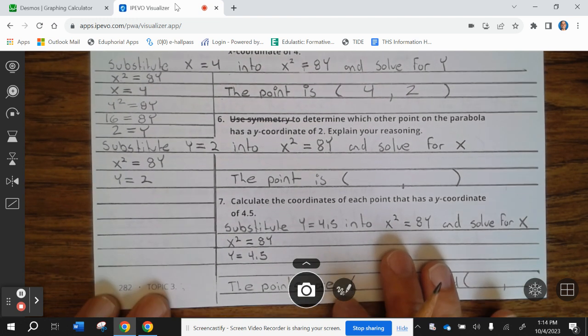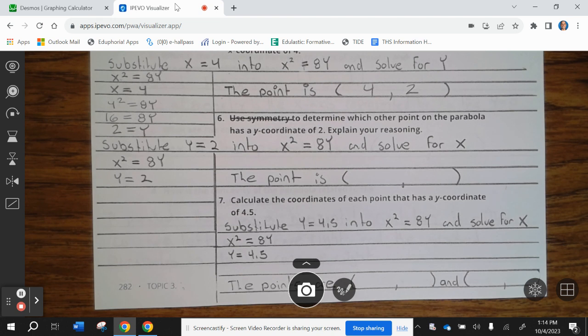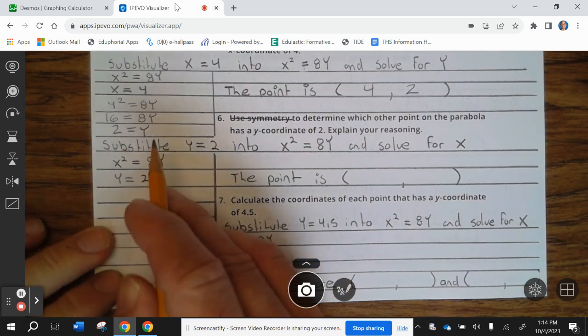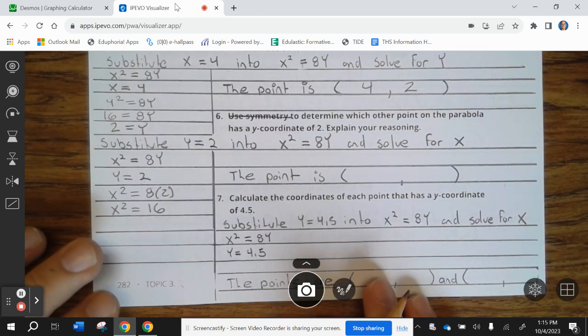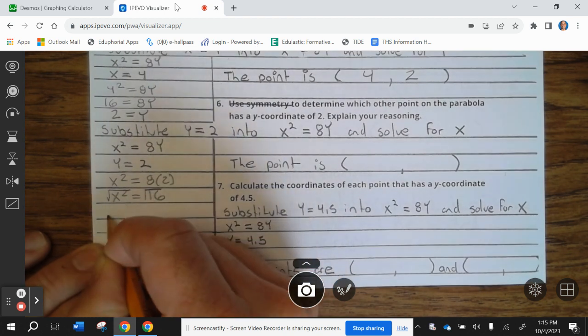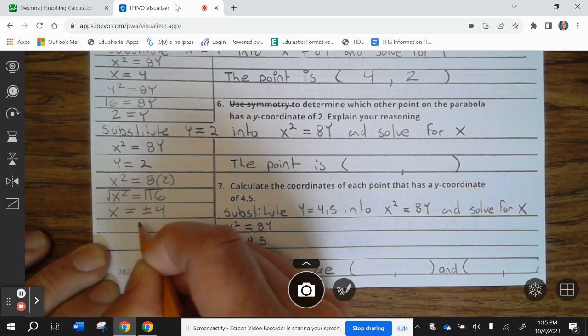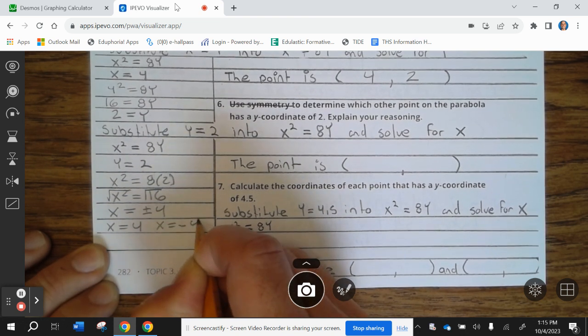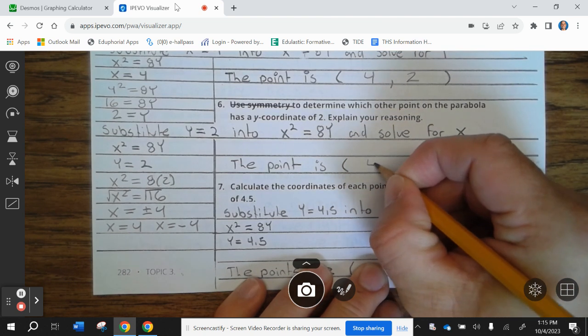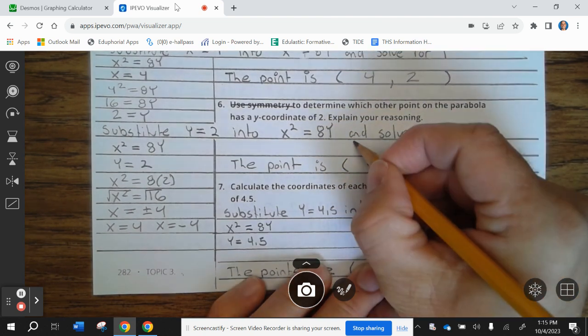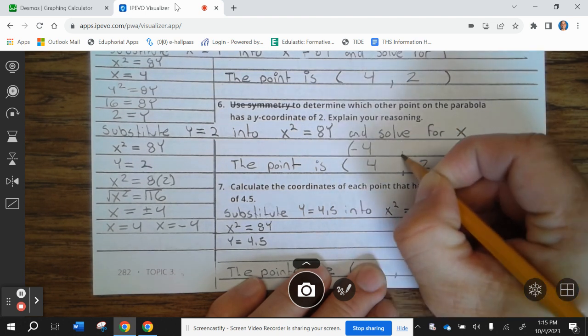All right, let's take a look at number 6. Determine which other point on the parabola has a y-coordinate of 2. Explain your reasoning. We're going to substitute y equals 2 into the equation x squared equals 8y and solve for x. So x squared equals 8 times 2, so x squared equals 16. Take the square root of both sides. X equals plus or minus 4. So x equals 4, x equals negative 4. So the point is (4, 2), and we should probably write that point as (negative 4, 2).